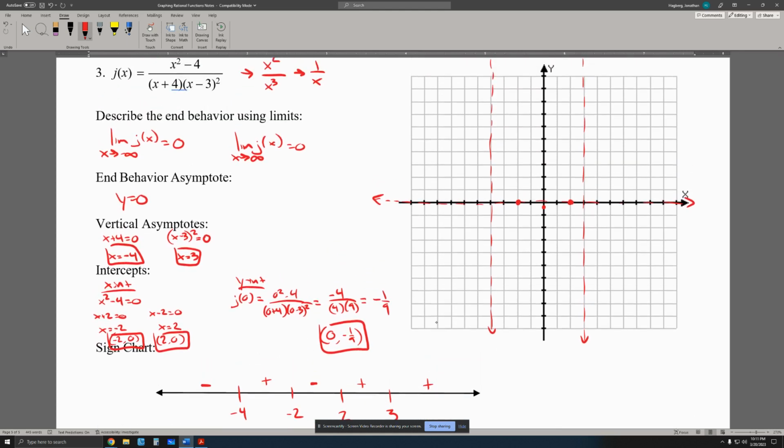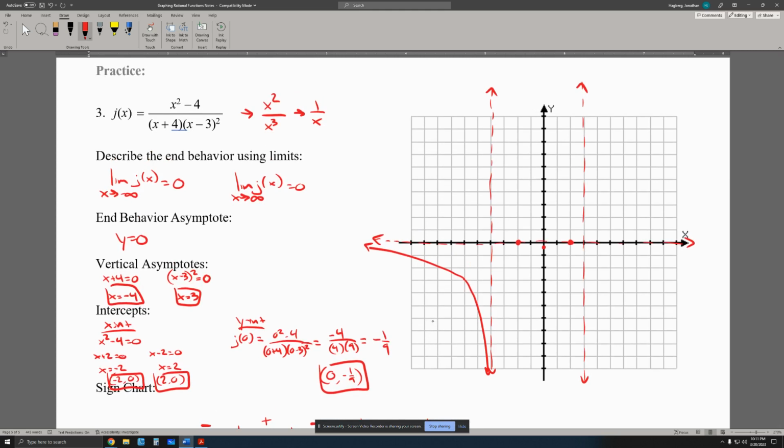So we're going to approach the asymptotes on the negative sides. Okay. Between -4 and -2, we have positive. Then it's going to pass through and be negative and hit that y-intercept.